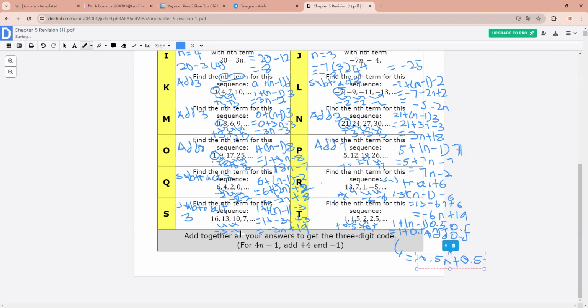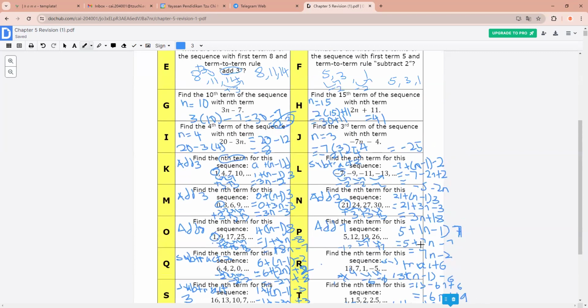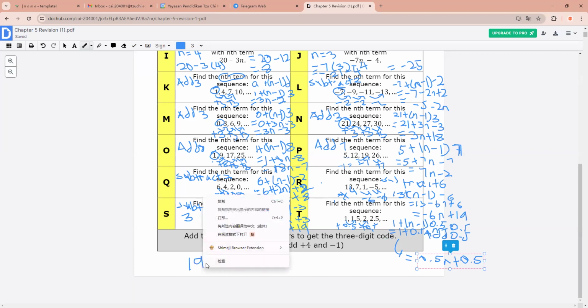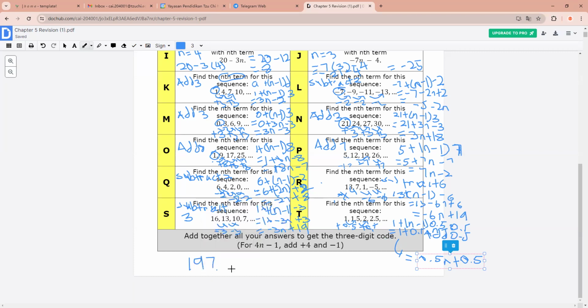So add together all your answers to get the 3-digit code. I do not have enough space to write the whole working, but if you add all your answers together, the answer should be 197.